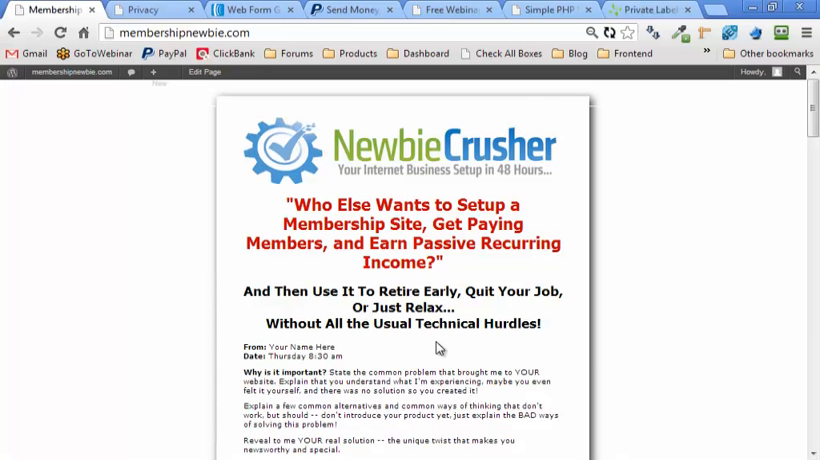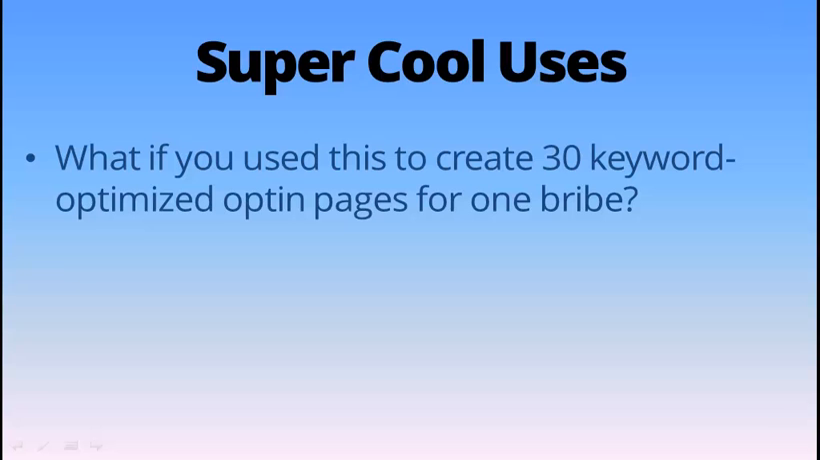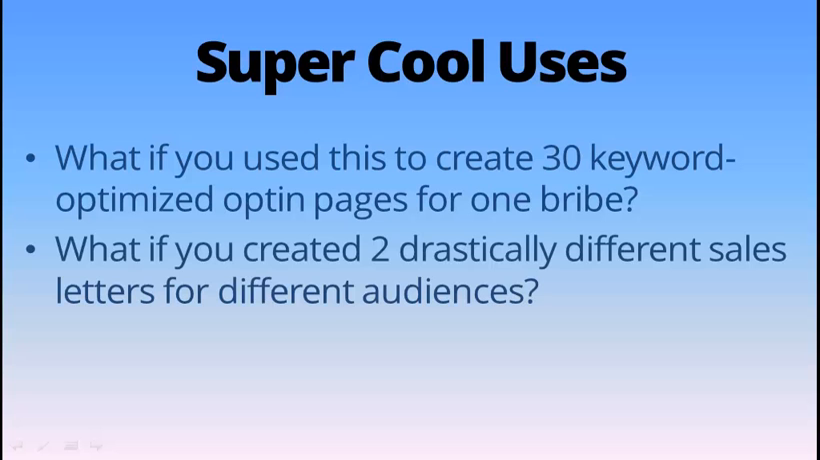opt-in pages? And I mean, very simple, you just go page, add new, make a new page for your opt-in page. And so what if every different one of these pages was a little bit different? So what if maybe we had this membership course and we made an opt-in page about membership sites for realtors. We had one opt-in page about membership sites for contractors, one opt-in page about membership sites for coaches. So we can make all these different keyword optimized pages that all lead into your business. What if you just used this plugin to create two different sales letters for two different audiences?